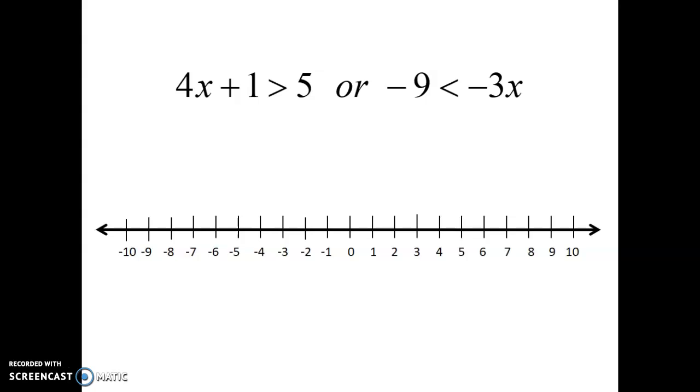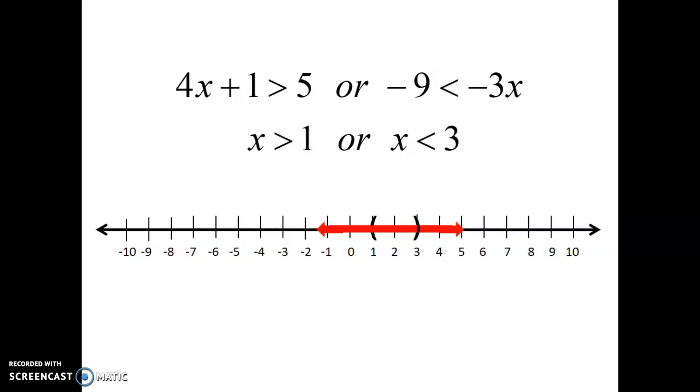So hopefully you've paused both videos. If you solve them both, you're going to get x is greater than 1 or x is less than 3. So if we look at this, we're going to put a parenthesis on 1 going to the right and a parenthesis on 3 going to the left. And notice how they're going past each other.